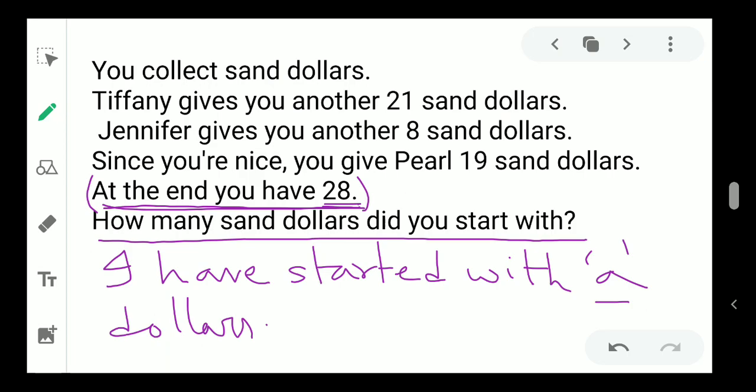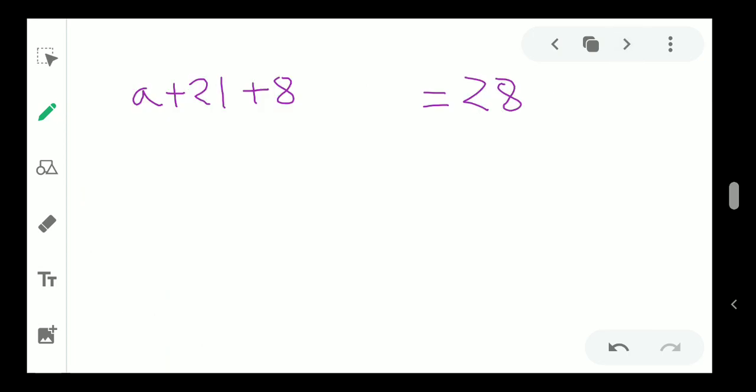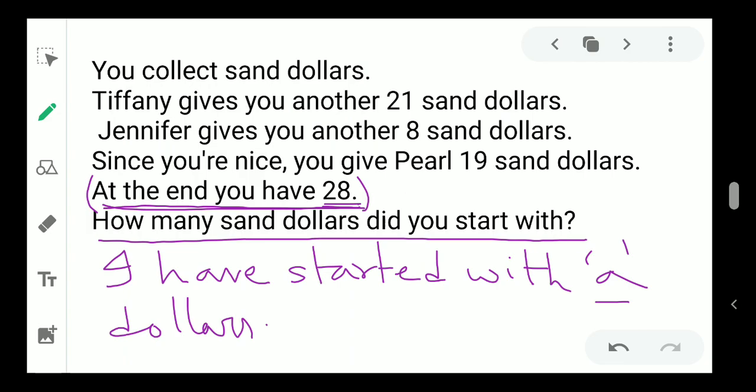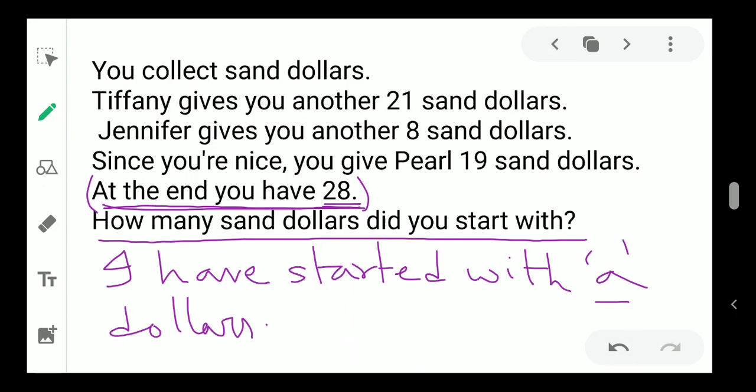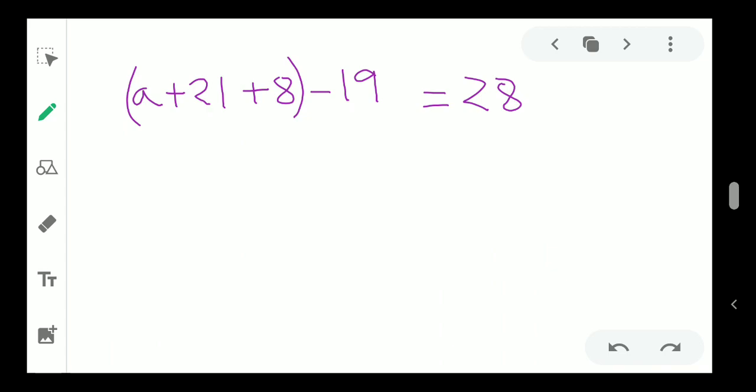Since I am a nice boy, I have given Pearl 19 cent dollars. So now whatever I had, from that I have given 19 to Pearl. At the end, this is the expression I am having, and that is equal to 28, which is given in the question. Now we just have to find the solution.